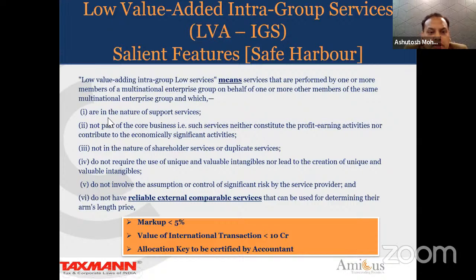So your service should be in the nature of a support service. It should not be the core business activity. First of all, support services are normally services in the nature of HR, IT support services, payroll services of these kinds, troubleshooting, help desk. These are the kind of services which are generally in the nature of support services. So these are the qualitative aspects of proving that your service is a low value added intra-group service.